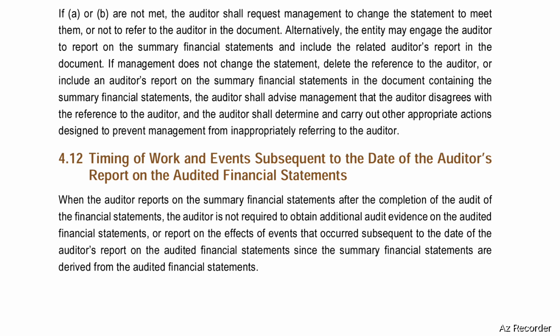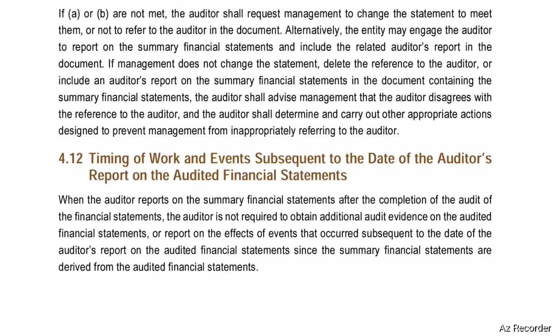Alternatively, the entity may engage the auditor to report on the summary financial statements and include the related auditor's report in the document. If the management does not change the statement, delete the reference to the auditor, or include an auditor's report on the summary financial statements in the document containing the summary financial statements, the auditor shall advise management that the auditor disagrees with the reference to the auditor, and shall determine and carry out other appropriate actions designed to prevent management from inappropriately referring to the auditor.